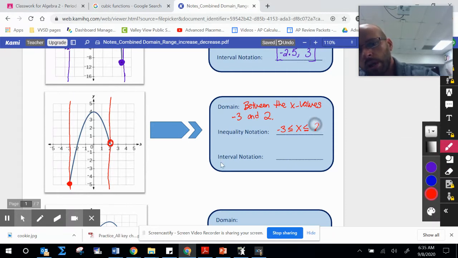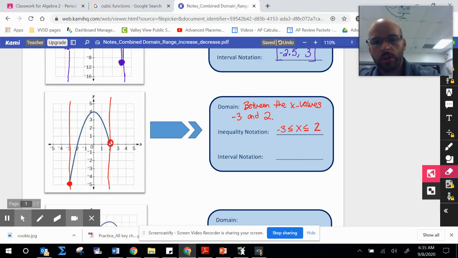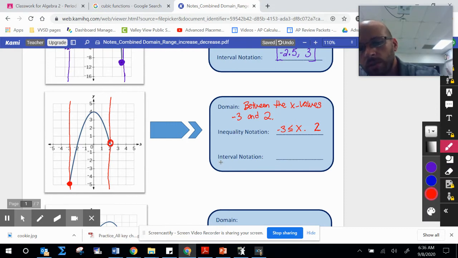Now, there's one thing that I want to change here. Because this was an open circle, it won't be less than or equal to. It will just be less than. The reason being is because that point doesn't actually exist. We can't actually equal that point on our function. It's like it's removed. So in this case, we would not put an equal to on an open circle.